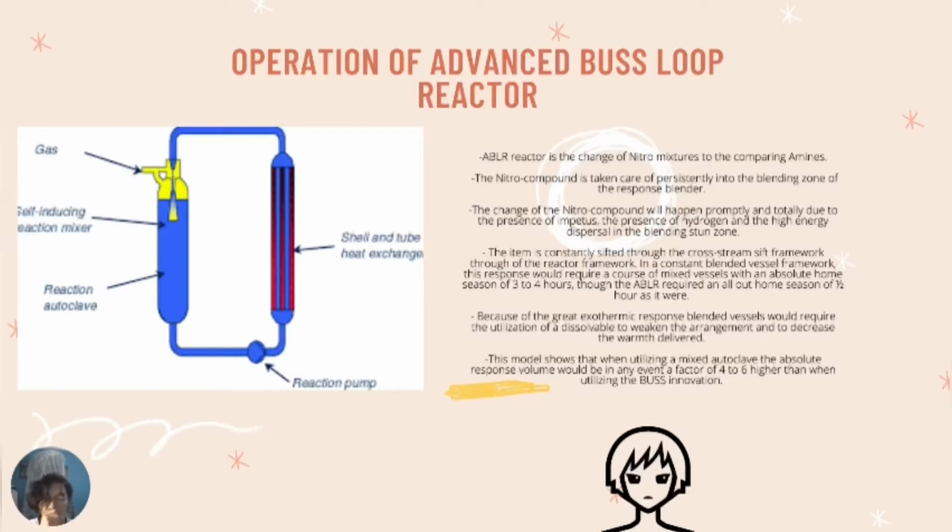As a conclusion, this model of the ABLR shows that when we use a stirred autoclave, the absolute volume would be at least a factor of 5 to 6 higher than when using the Buss technology. So that's all from me. Thank you so much. I hope you will understand about the advanced reactor. Assalamualaikum.